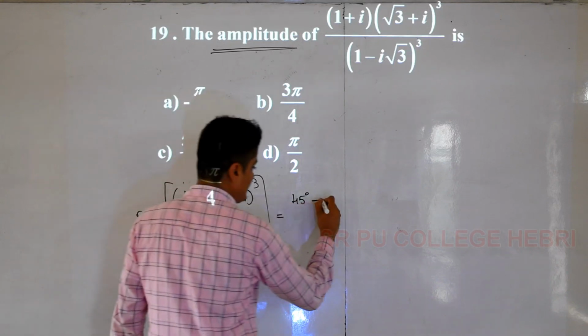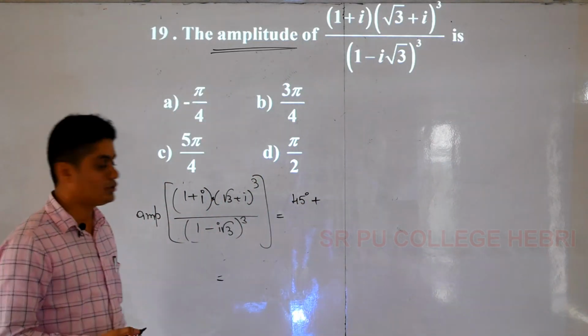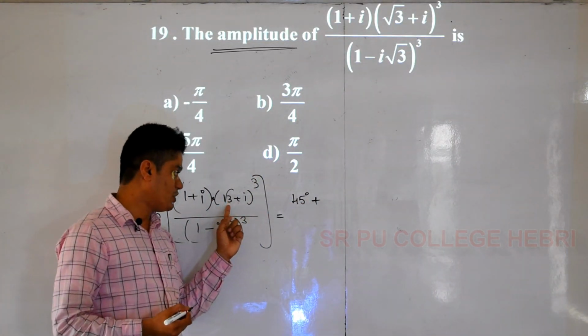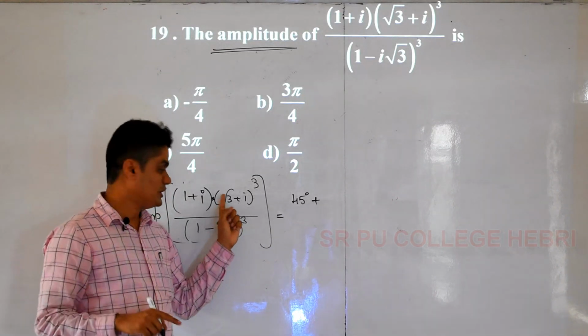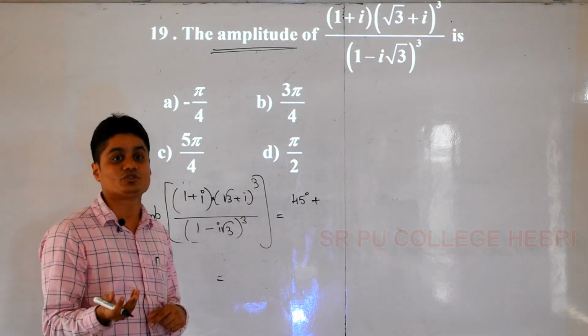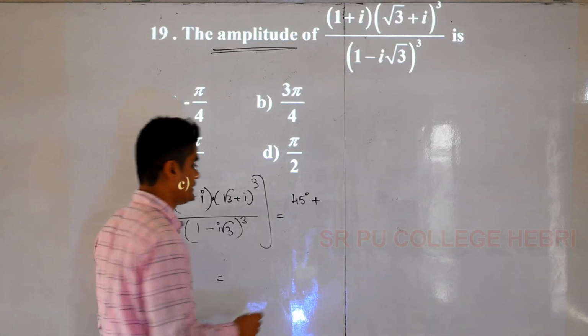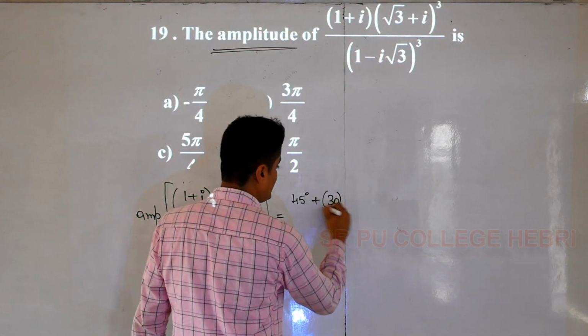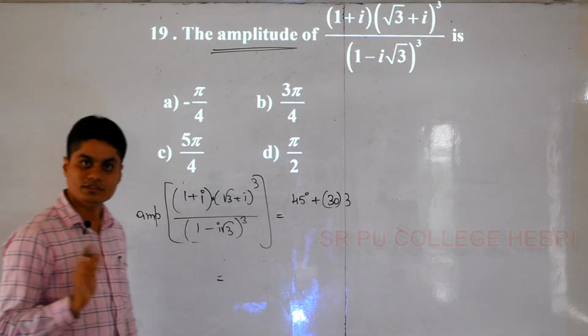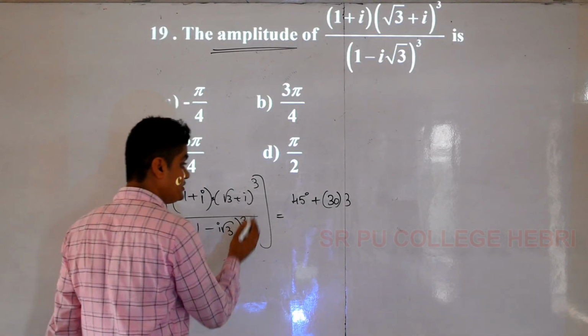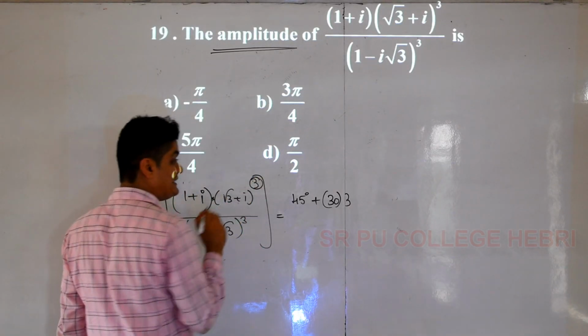In a product, what happens? Addition. Root 3 by 2. Next, the same way. What is the modulus of root 3 plus i? 2. Root 3 by 2, 1 by 2. Cos theta is root 3 by 2, sin theta is 1 by 2. That means what? 30 degree into 3. Why did 3 come? Important. Cube, De Moivre's theorem.